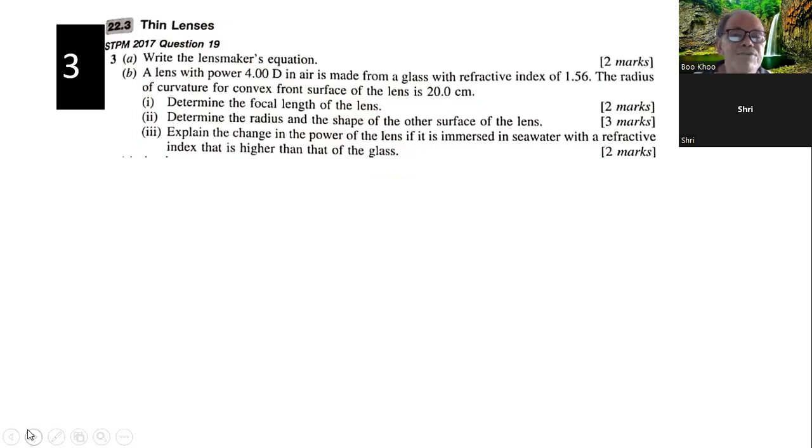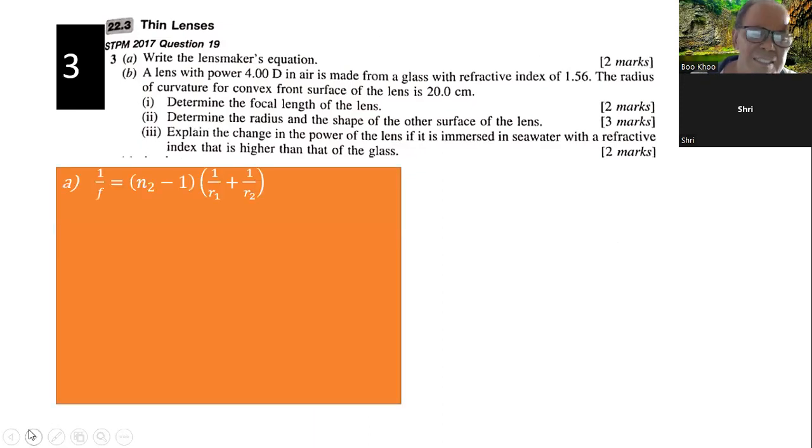Write down the lens maker's formula: 1 over f equals bracket n2 over n1 minus 1 close bracket, times bracket 1 over r1 plus 1 over r2. Remember, it's 2 marks. If you just write the formula, it's only 1 mark. You have to tell the examiner what each term means. You cannot expect them to understand.